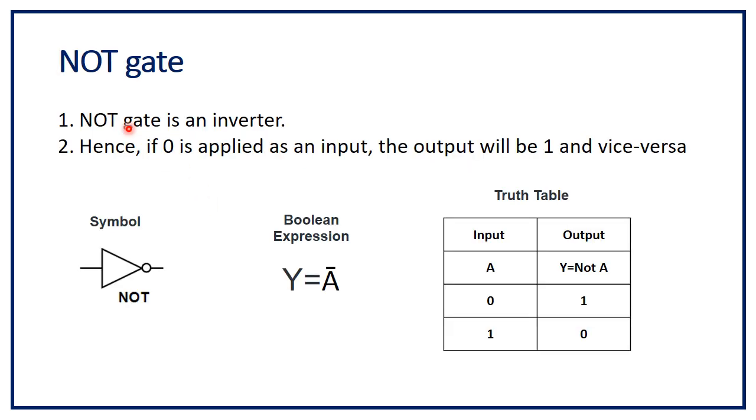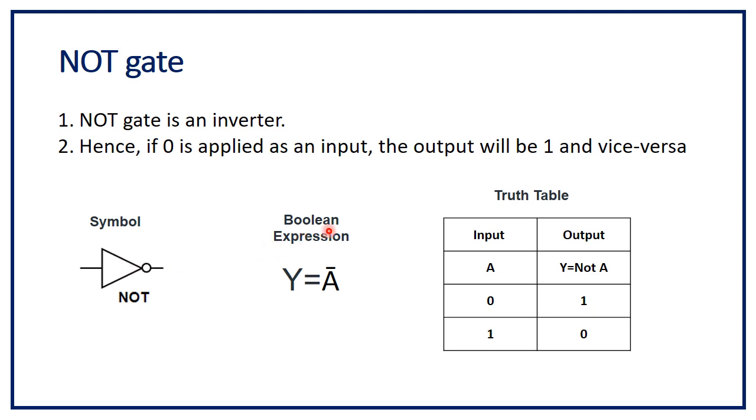NOT gate. When you say NOT gate, it is an inverter. When you say inverter, it means it will invert the input. If the input is 0, it will make it 1. If the input is 1, it will make it 0. Hence, if 0 is applied as an input, the output will be 1, and vice versa. Symbol. This is the symbol of the NOT gate. A triangle, and in front of the triangle there is a hollow bubble, and this forms the symbol of the NOT gate.